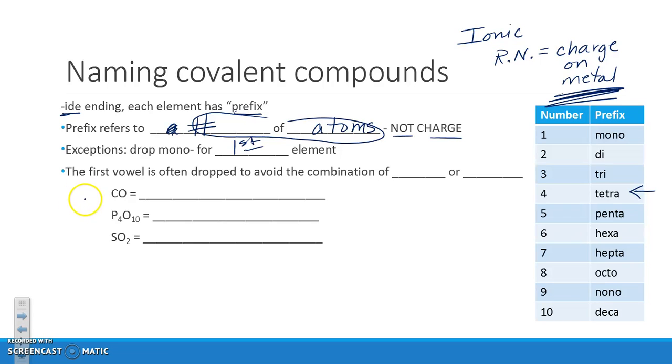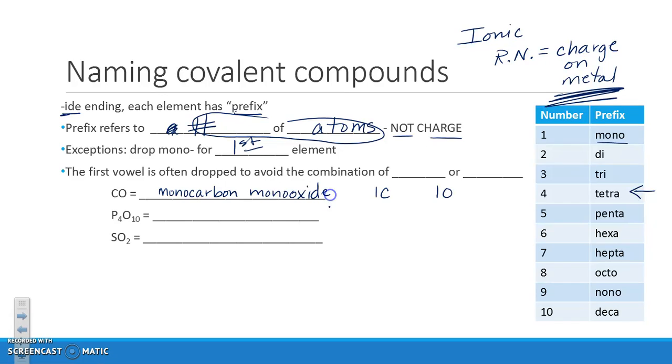For some examples here, we have one carbon and we have one oxygen, right? One carbon means mono, so we would say this is monocarbon monoxide, right? But we don't use, well, let's fix it. Monocarbon monoxide.